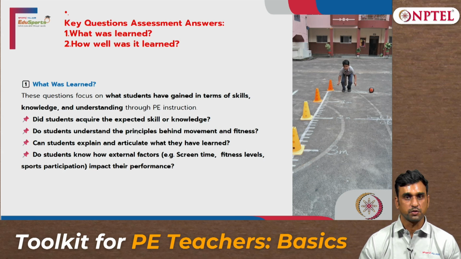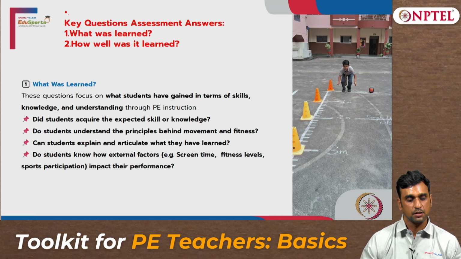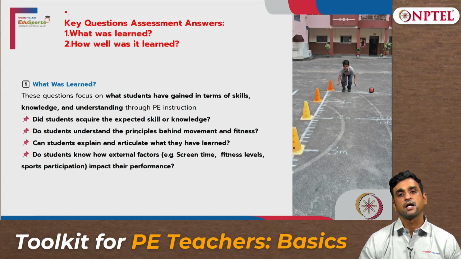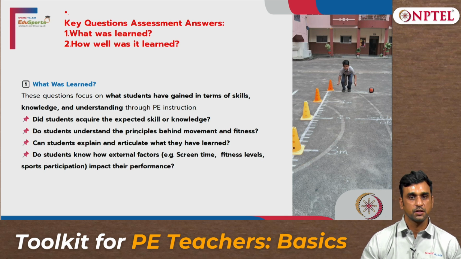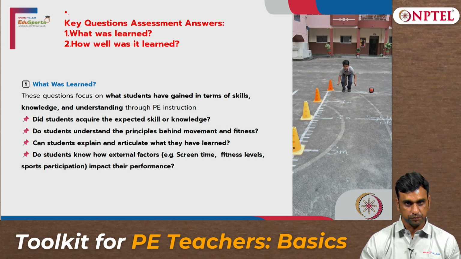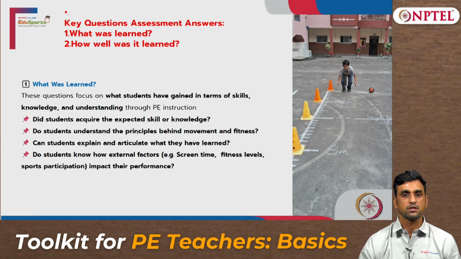Knowledge: when to shoot, when to pass, the spatial awareness, the player position. So all the knowledge and the conceptual understanding around that skill. Then, do students understand the principle behind movement, the movement concept, and fitness? Can students explain and articulate what they have learned to peers, to teachers, to parents, which serves as evidence of learning? It's very important that students are able to articulate what they are being trained upon.